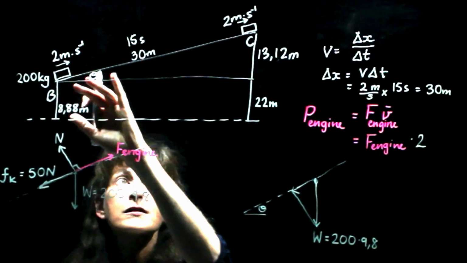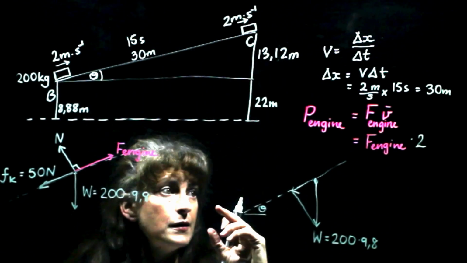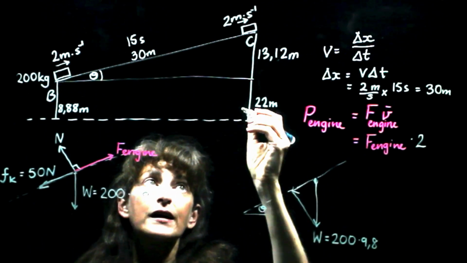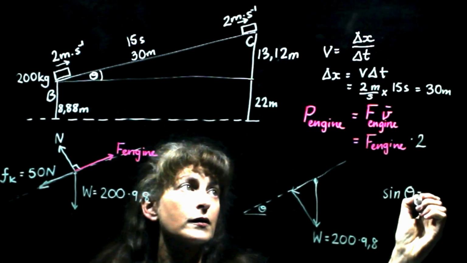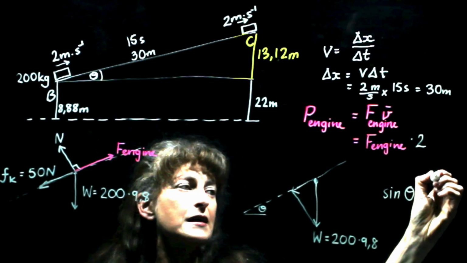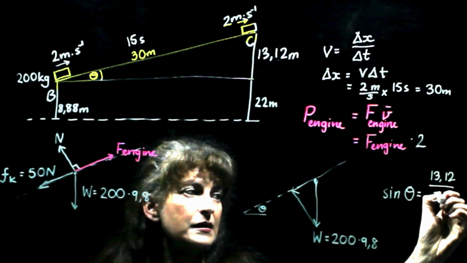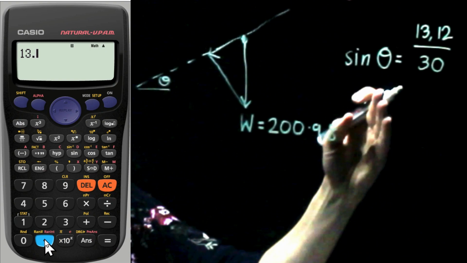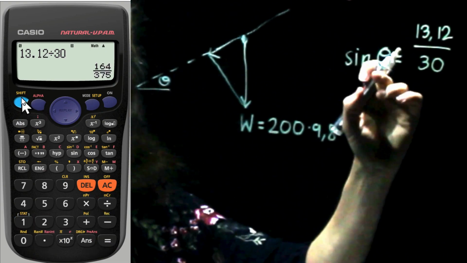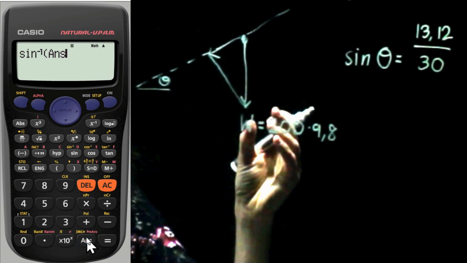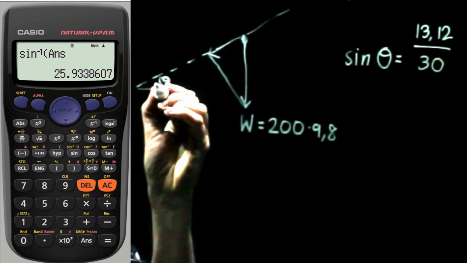Which trig concept will we make use of? Can you see this is opposite, that's hypotenuse, sine theta. So we know that in this case, sine theta is equal to opposite, 13.12 meters, over hypotenuse, 30 meters. So you can actually go and calculate this and then use sine to the -1 to find theta itself. As it turns out, it's not actually even necessary, but you'll see that just now. Right, so then we know what theta is.